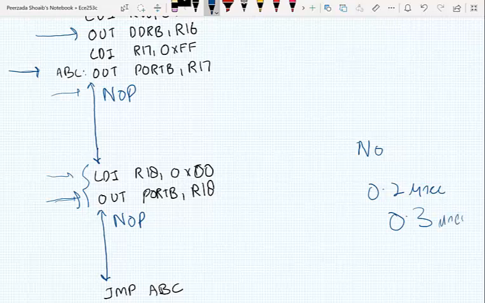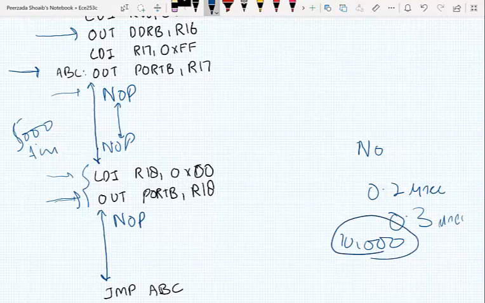So what we can do, we can actually write this NOP many times, maybe 1,000 times, or 5,000 times, or 10,000 times, or 100,000 times. Maybe if I have written it 10,000 times, the total time of the CPU wasted will be 10,000 times 0.1 microseconds. That means 1 millisecond.